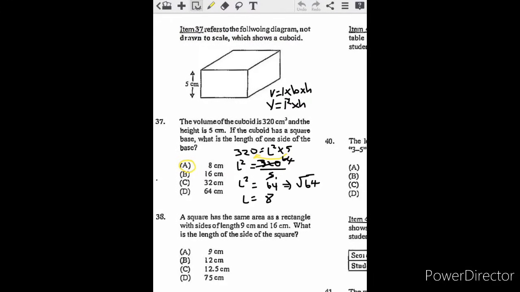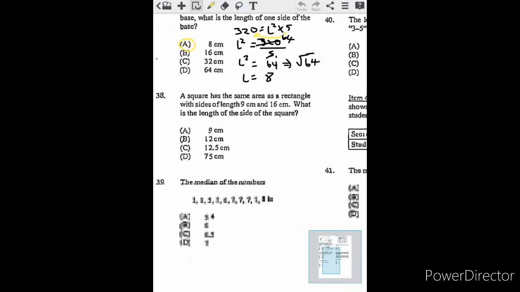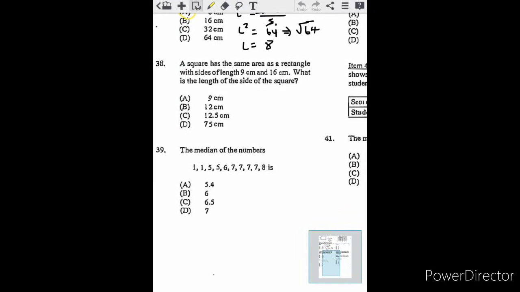Question 38. A square has the same area as a rectangle with sides of length 9 centimeters and 16 centimeters. What is the length of the side of the square? Let's zoom in a little.